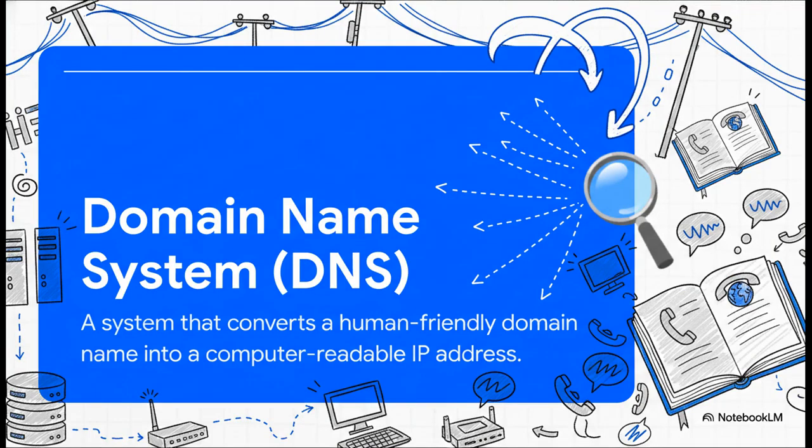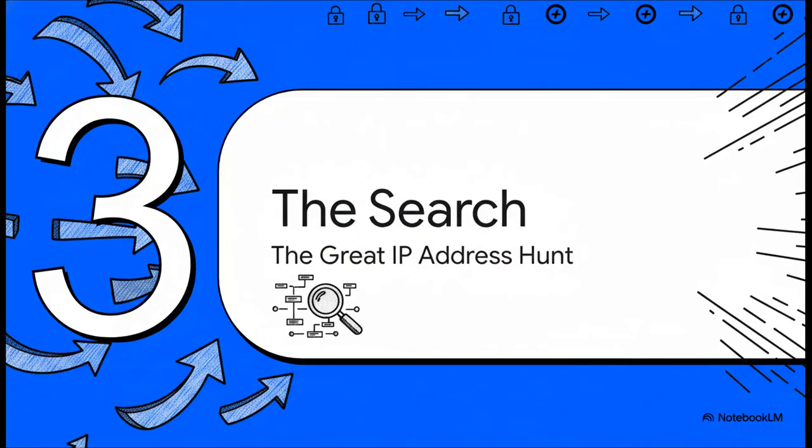You can really just think of DNS as a massive, globally distributed phone book. Its one job is to look up the name you provide and find the correct number so your computer knows exactly where to go. But here's the really clever part. This lookup doesn't happen all at once. It's actually a multi-step search, a kind of treasure hunt that's designed to be as fast and efficient as possible.